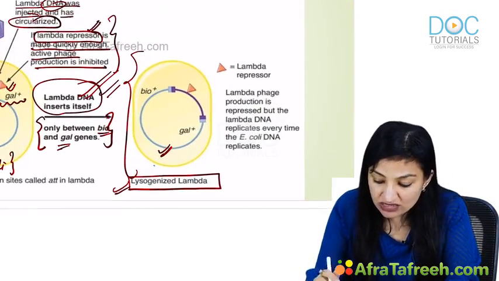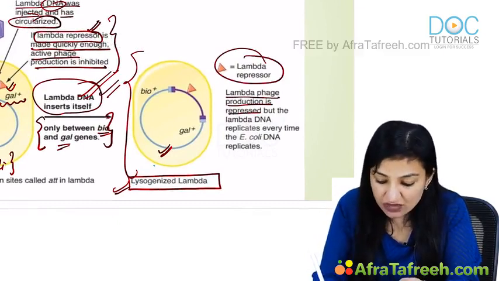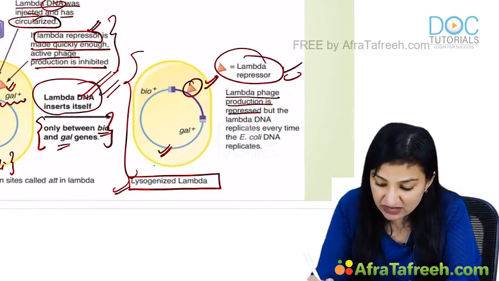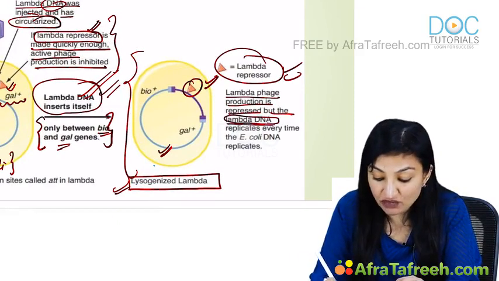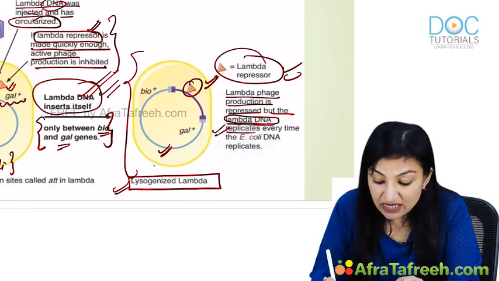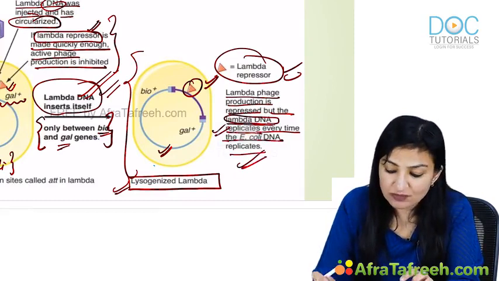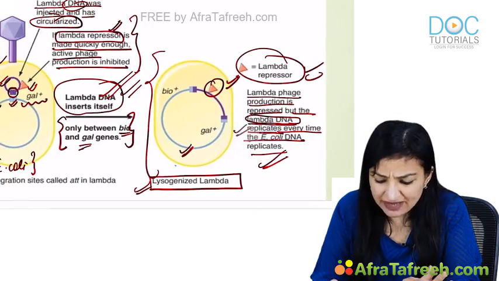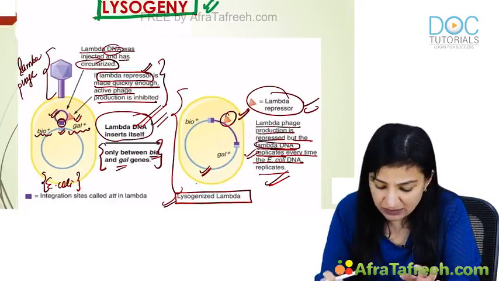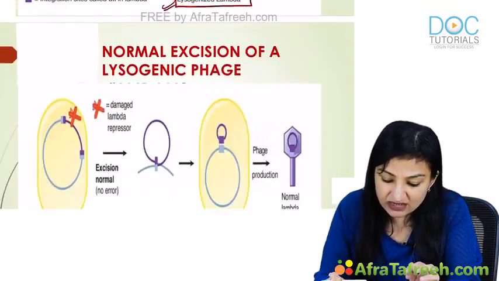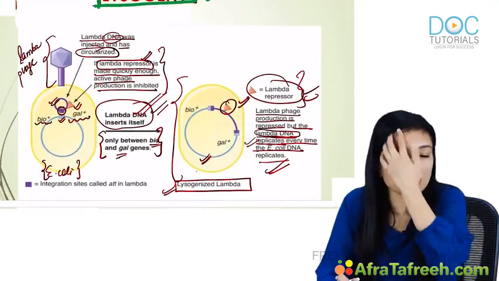So the lambda phage production is repressed because of the lambda repressor protein which is present in the bacterial cell, but the lambda DNA, because it has now become part and parcel of the bacterial DNA, also replicates every time the E. coli DNA replicates. So no problem is happening right now. The bacterium is at peace, the phage is also happy, the DNA is multiplying and all. But let us see what happens when this lambda repressor is, suppose, damaged because of some reason.